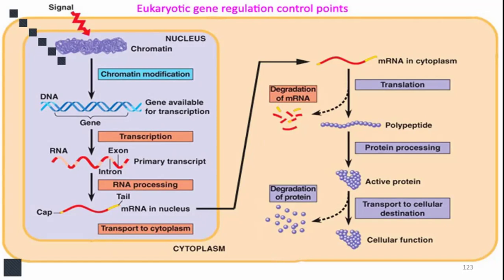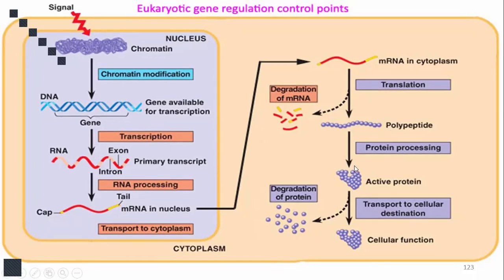When a signal arrives, it is taken down through a cascade of reactions into the nucleus. The gene is actually activated. You can see transcription occurring, and eventual transportation of the messenger RNA into the cytoplasm. In the cytoplasm, this messenger RNA will be translated into a chain of polypeptide. This polypeptide can be an active protein, and then the next thing it can do is be transported to a cellular destination, or it can be degraded.